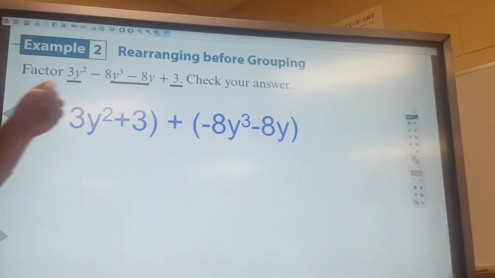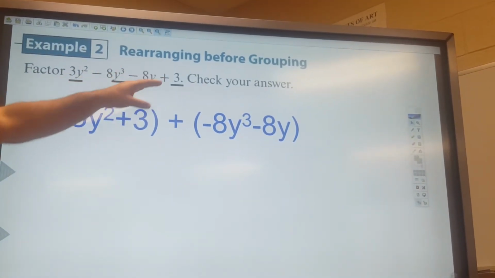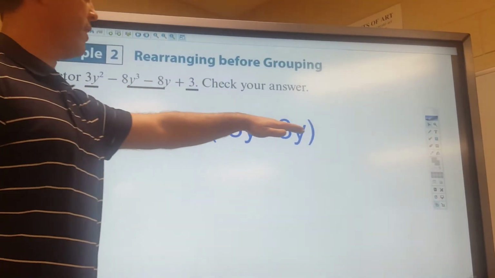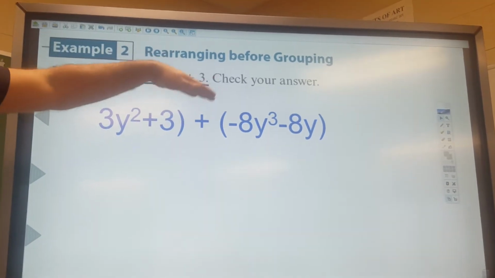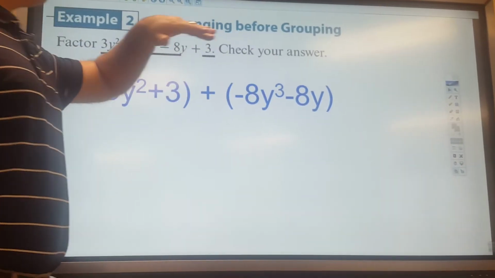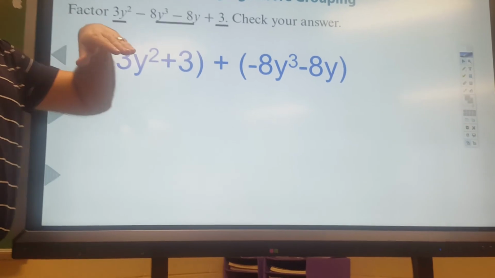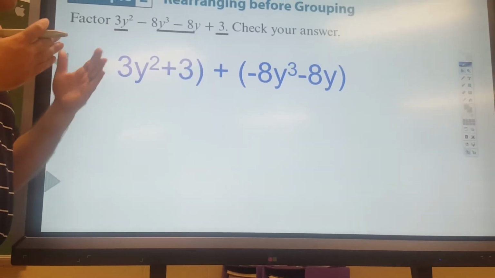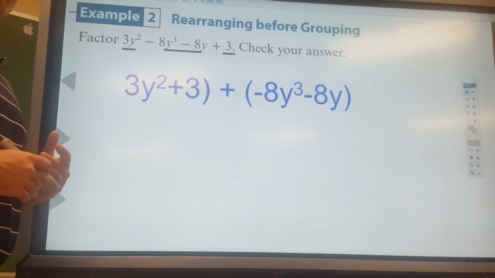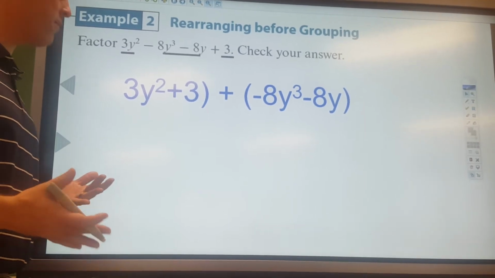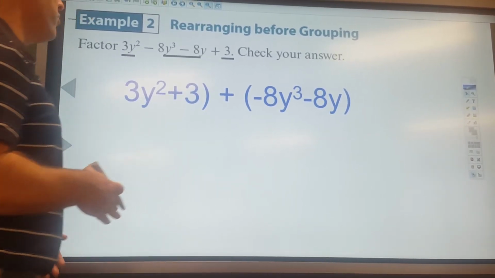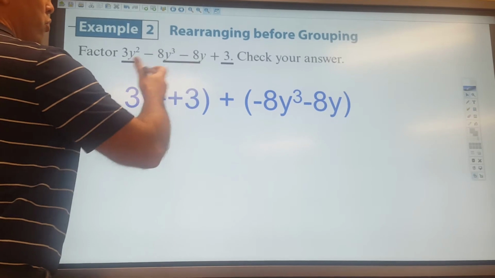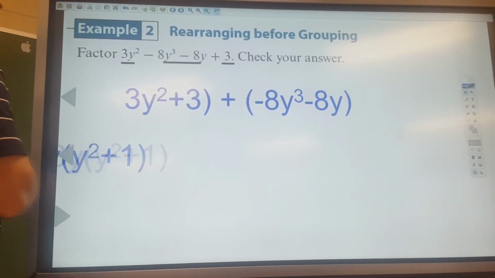So we see how I did it. We arrange these 2 because they both have a factor of 3. We can arrange these because they both have a factor of 8, both have a factor of y. Now, you may say sometimes there's a couple different ways to rearrange them so that we could factor them by grouping, and that's okay. It'll still give us the same answer as long as both groups have common factors.